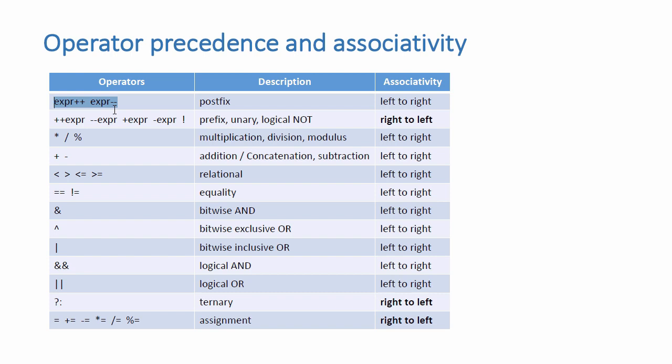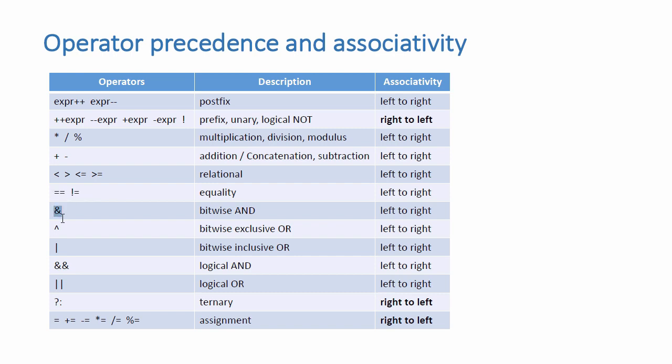Over here, operator at the top has got higher precedence than the operators at the bottom. First come postfix operators: post-increment operator and post-decrement operator. Then comes prefix, unary and logical not operator. Then we have multiplication, division and modulus operator, which is followed by addition and subtraction. Then we have the set of relational operators: less than, greater than, less than or equals to, and greater than or equals to. Then we have equality operators, double equals and not equals.